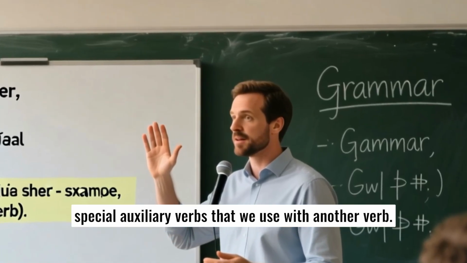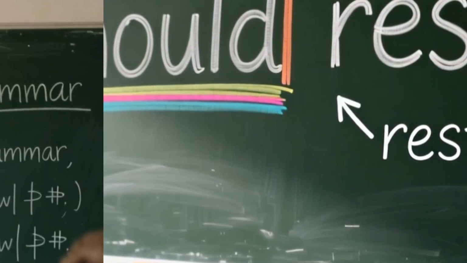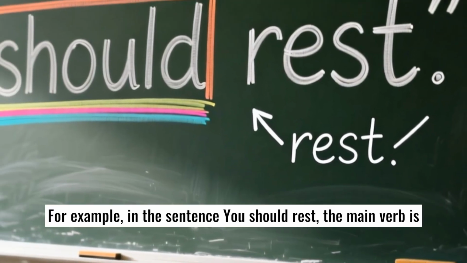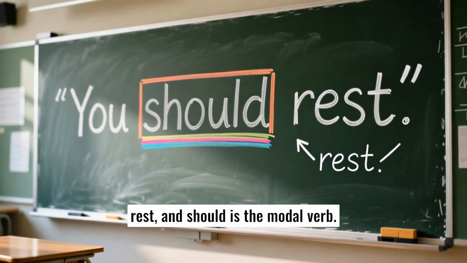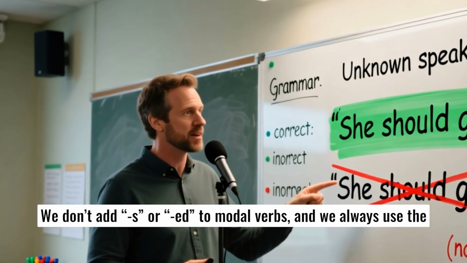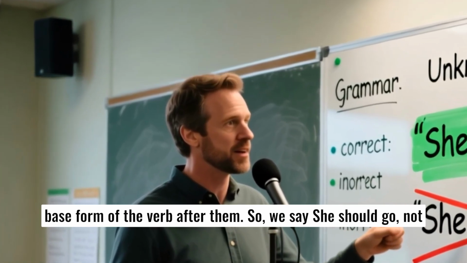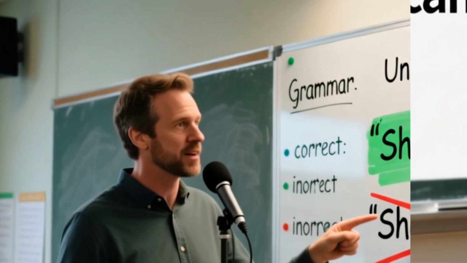Modal verbs are special auxiliary verbs that we use with another verb. For example, in the sentence "you should rest," the main verb is rest and should is the modal verb. We don't add s or ed to modal verbs, and we always use the base form of the verb after them. So we say "she should go," not "she should goes."